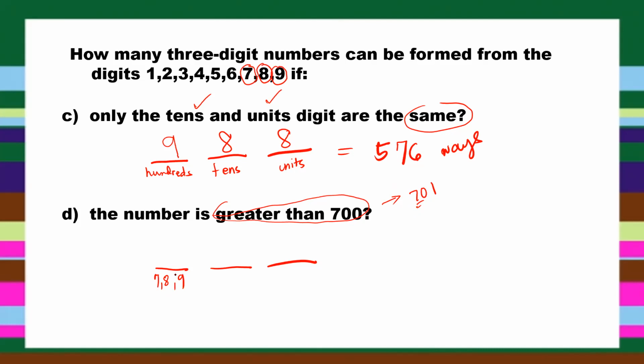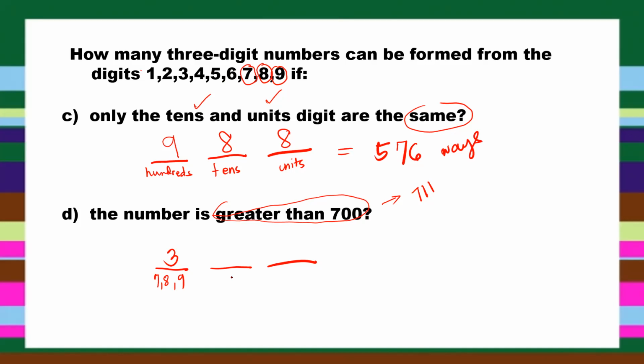So how many choices do we have for the first position? We have 3 choices. 701 yung pinakamaliit, di ba? Kaya lang, remember that there are no zero here. So yung pinakamaliit na pwedeng ma-form natin na number is 711. Kung titingnan nyo yung choices natin, the smallest number that we can form using these numbers is 711.